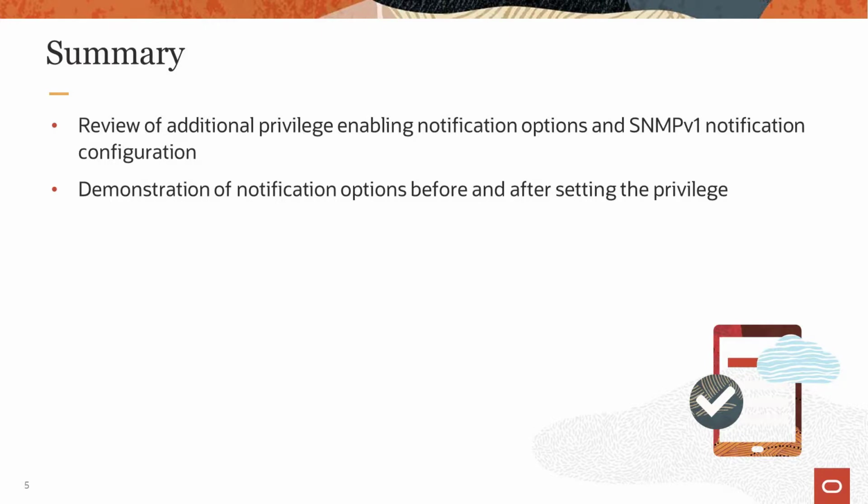In this presentation, you were given an explanation of the privilege enabled for cloud administrators that enables them to create enterprise rule sets and use other forms of notification, including SNMP. The explanation was followed by a demonstration that took you through the steps to create a rule set before and after the privilege was enabled.